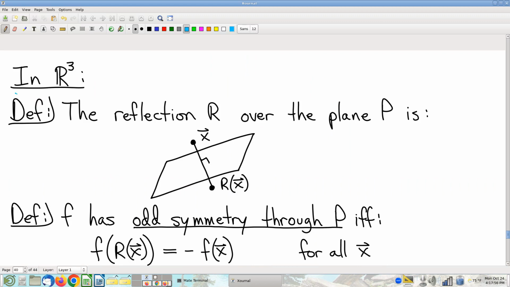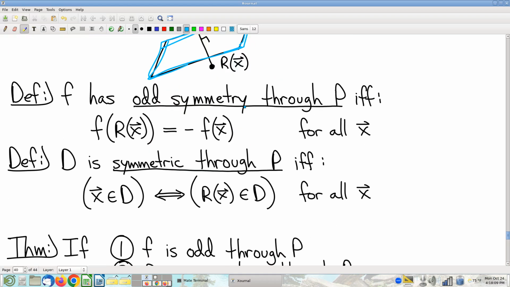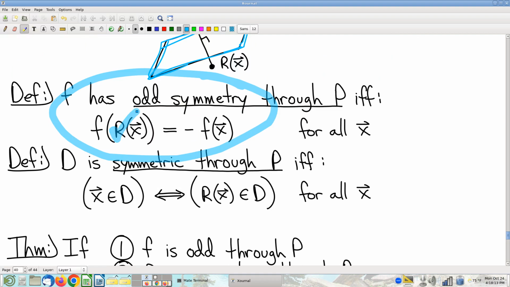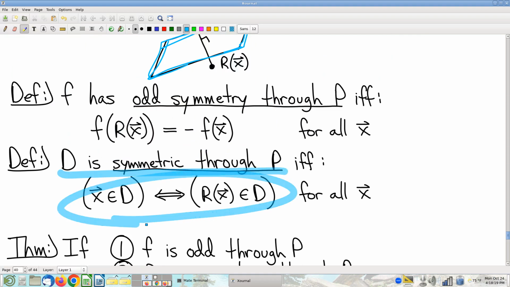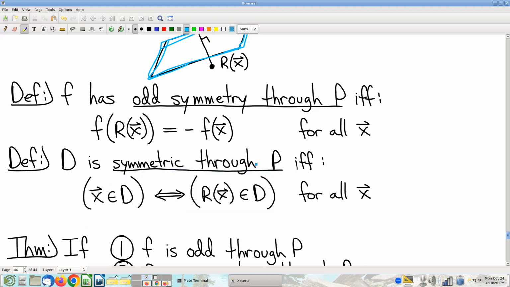Okay. Last comment I'm going to make, and this is super quick. 3 dimensions is exactly the same as 2 dimensions. It's just that you're reflecting through planes instead of through lines. But all the same corresponding ideas work. There is this idea of a function that has odd symmetry. Same deal. Reflections cause a minus sign. There is this idea of a domain being symmetric. Same concept, same exact idea. The domain is its own reflection, however you want to think about it.